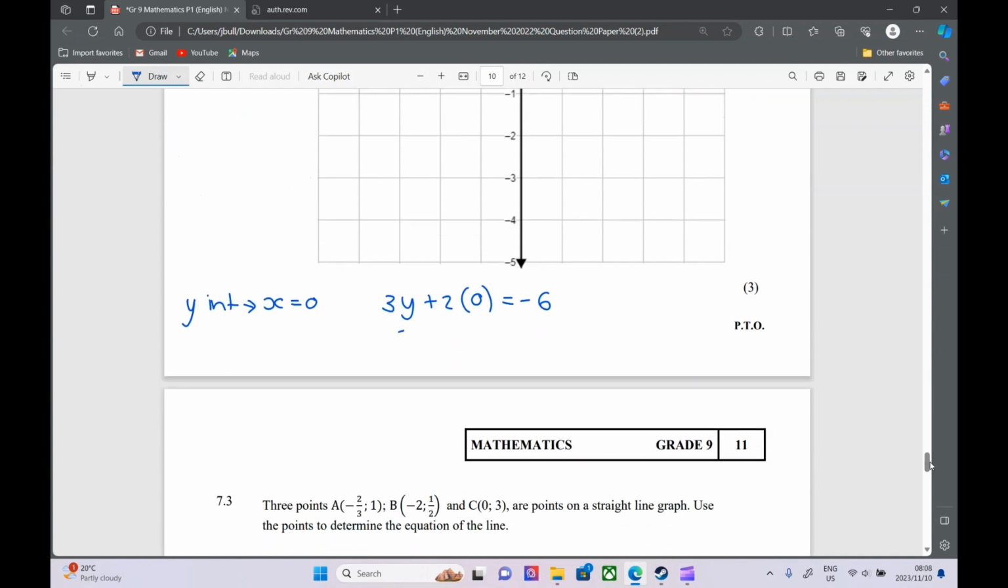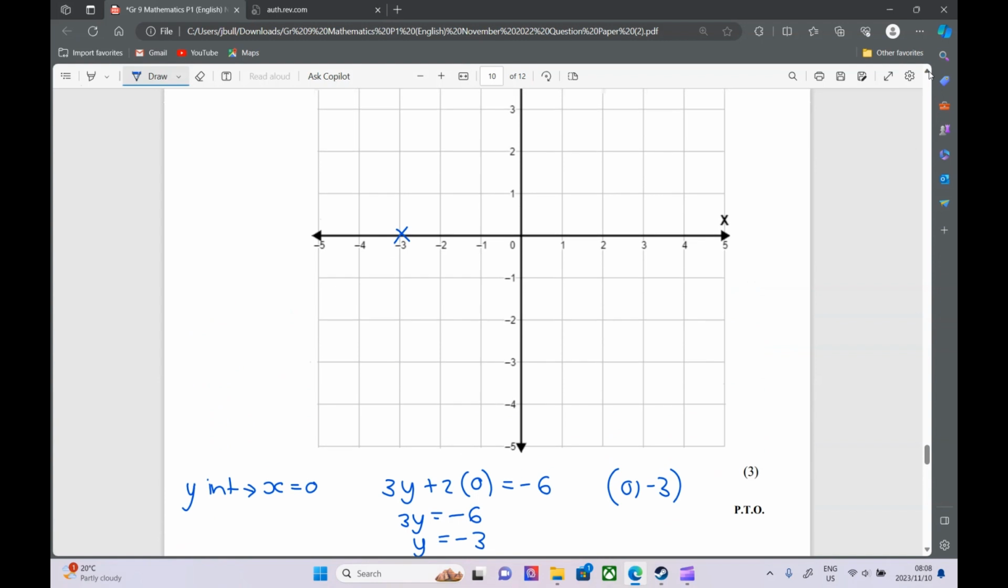So 2 times 0 is 0. So 3y is equal to minus 6. So y, if we divide this side by 3, is minus 3. So when x is 0, y is minus 3. Okay, that is our y-intercept. So when x is 0, y is minus 3. The reason why we work those 2 points out is if you can work out where it touches the x, where it touches the y, that is actually enough then to draw your line.